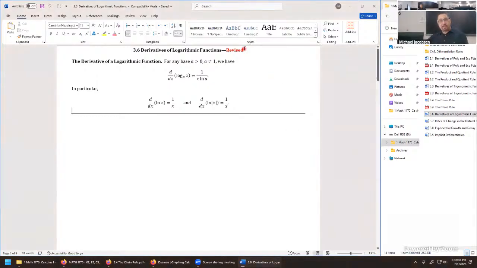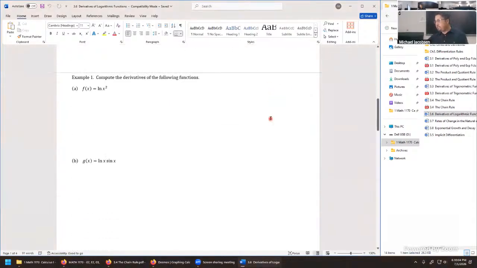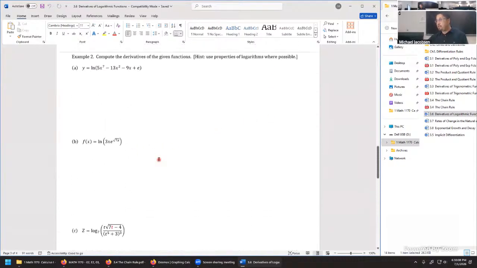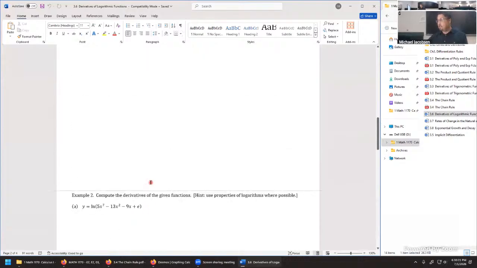I have a revision here because I noticed a typo. If you printed these out already, sorry about that. I noticed it just this afternoon. On example 2, part C, I think that was a number 5. It was meant to be a variable t, so 7t minus 4. So that's the correction to make. Again, sorry for missing that right there.